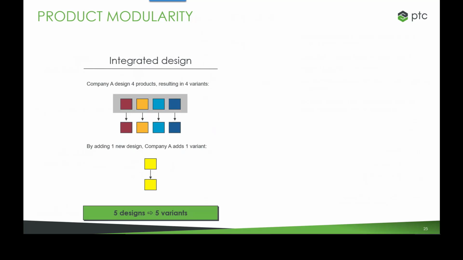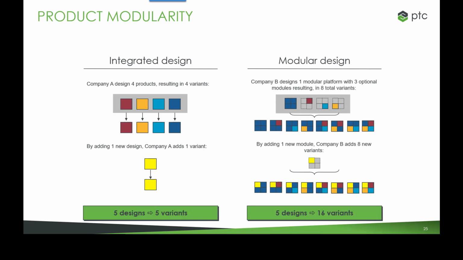If we look at how that plays out in a simple example, if we have integrated designs, we have 4 separate designs, which gives us 4 product offerings. If we add a new design, we end up with 5 variants or product offerings. If we have a platform with 3 optional modules, that gives us 8 variants. If we add 1 new variant, 1 new module, we get 8 more product offerings.